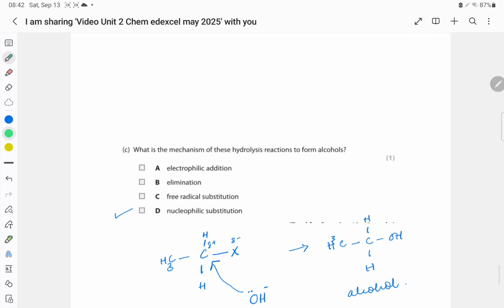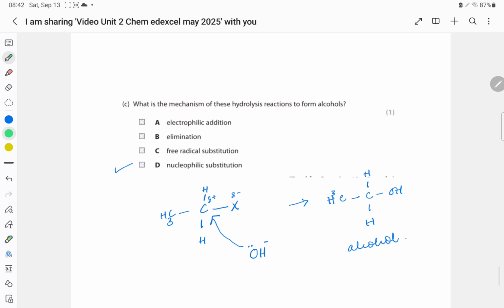Moving on to the next part, what is the mechanism of these hydrolysis reactions to form alcohols? And you know that we have a nucleophilic substitution reaction. Here OH- is a nucleophile that acts on this carbocation and then it forms an alcohol.